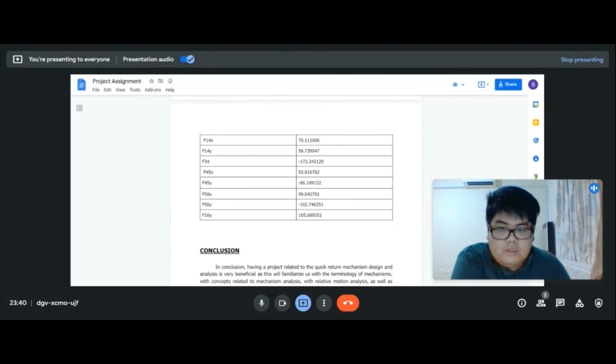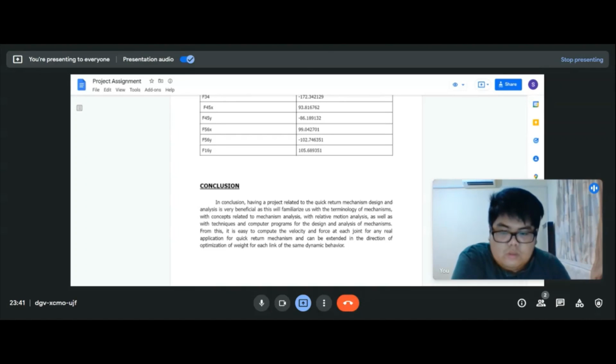But the important thing here is we have to look at F16, which is the transmitted force to the output slider, which we get about 100, is more than 100 Newton. Here it is 105 Newton, which almost achieves what we needed as output force for the output slider.